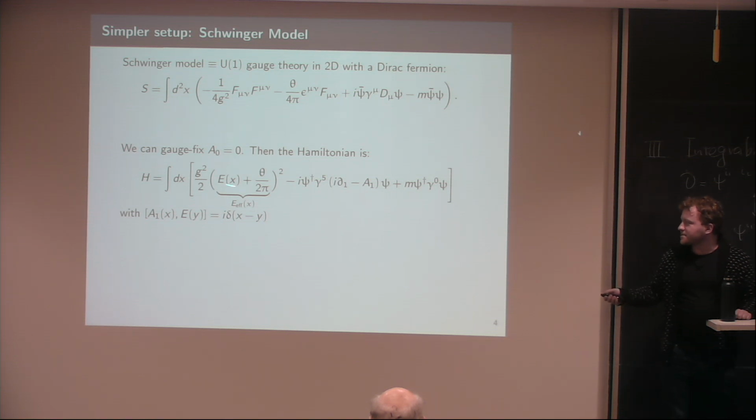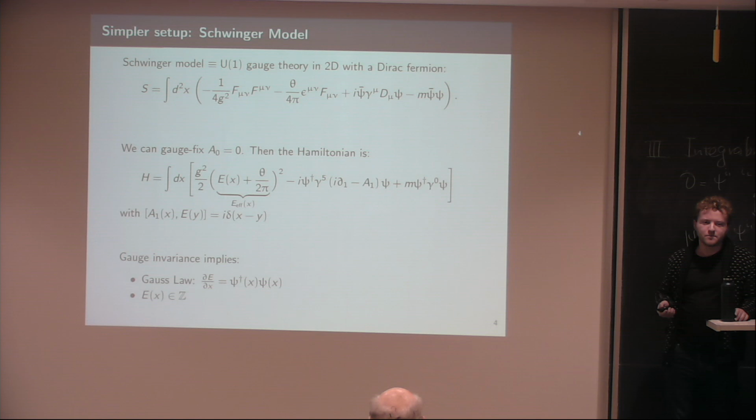And E of x here is the conjugate to the spatial gauge field, and it gives us the electric field. Good. So in addition to this Hamiltonian, it's all important to include the Gauss law in this Hamiltonian prescription. The Gauss law in the continuum tells us that the divergence of the electric field is given by the charge density, and also invariance under large gauge transformations tells us that this E of x will be integer valued.